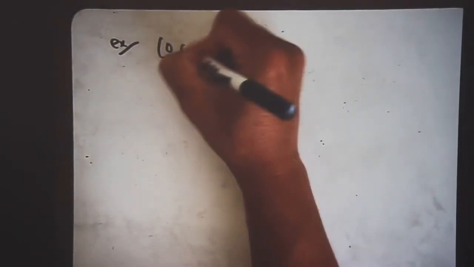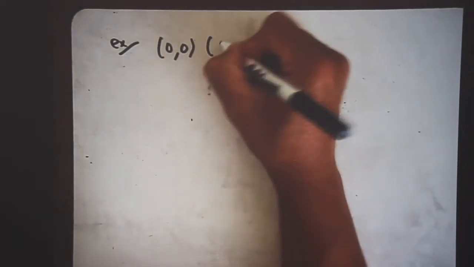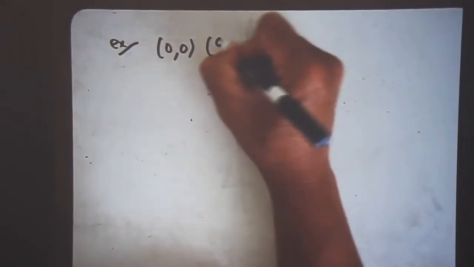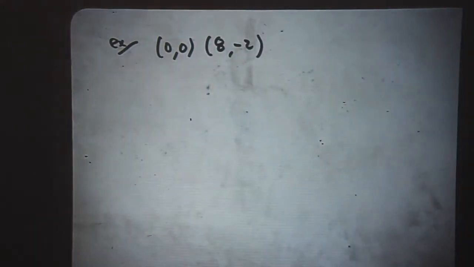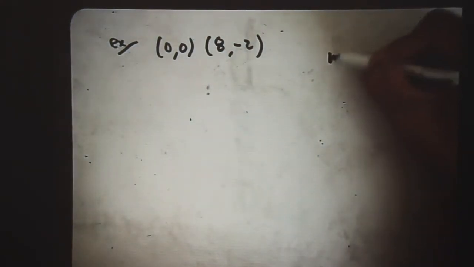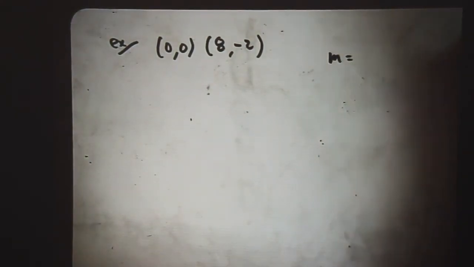So again, let's look at another example in which we're given 2 points, (0, 0) and the point (8, -2). Again, if we're given 2 points, our job is to find the slope. So always find the slope first.